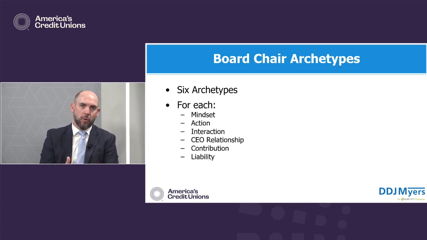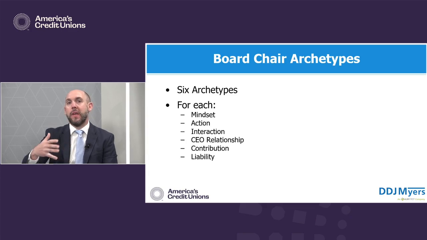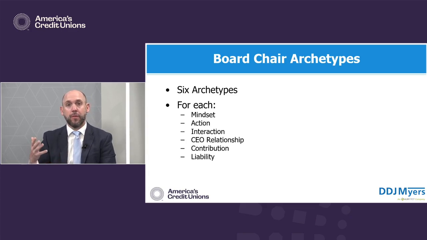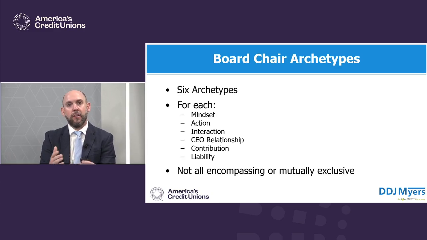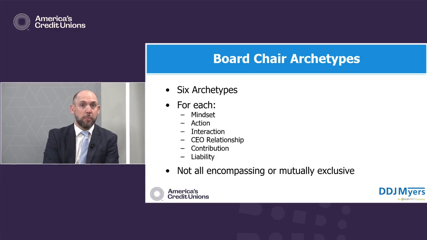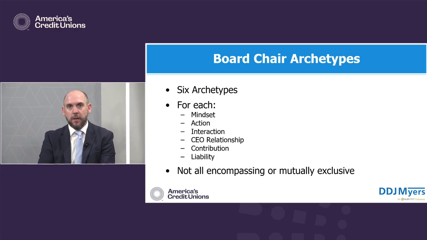For each of the archetypes, what we're going to do is outline these different parameters. What's the mindset? What's the action? How are they interacting? What's the relationship they might have with the CEO? What is their contribution to the board? And then where might they get themselves into trouble with this particular style? These are not meant to be all-encompassing or mutually exclusive. You might have one or two of these mixed together, or in one board meeting there might be one archetype, and in another board meeting a different archetype might be manifesting.